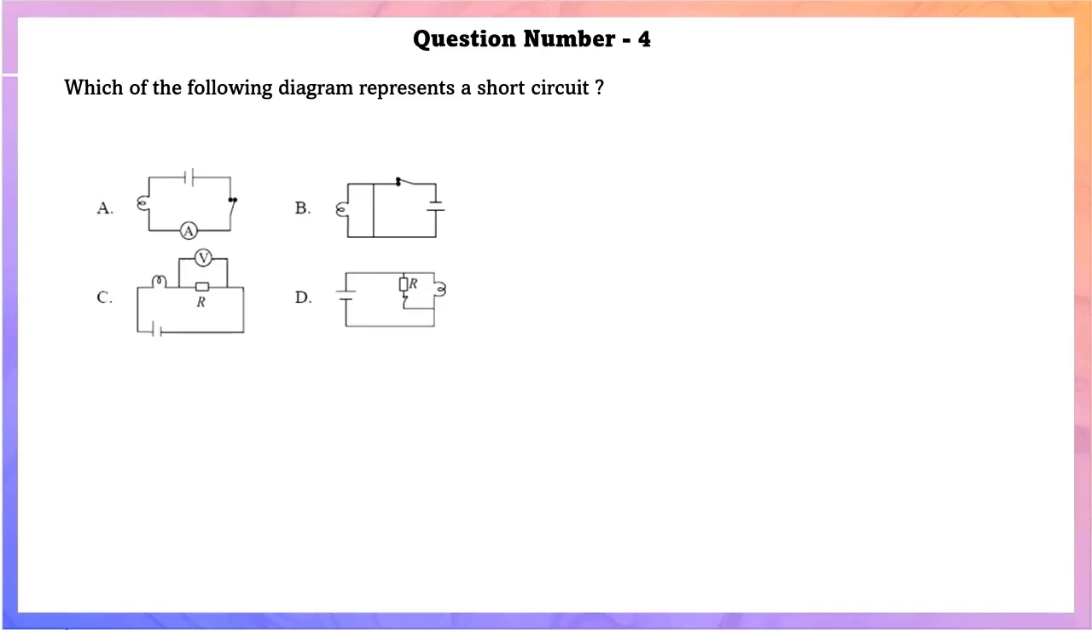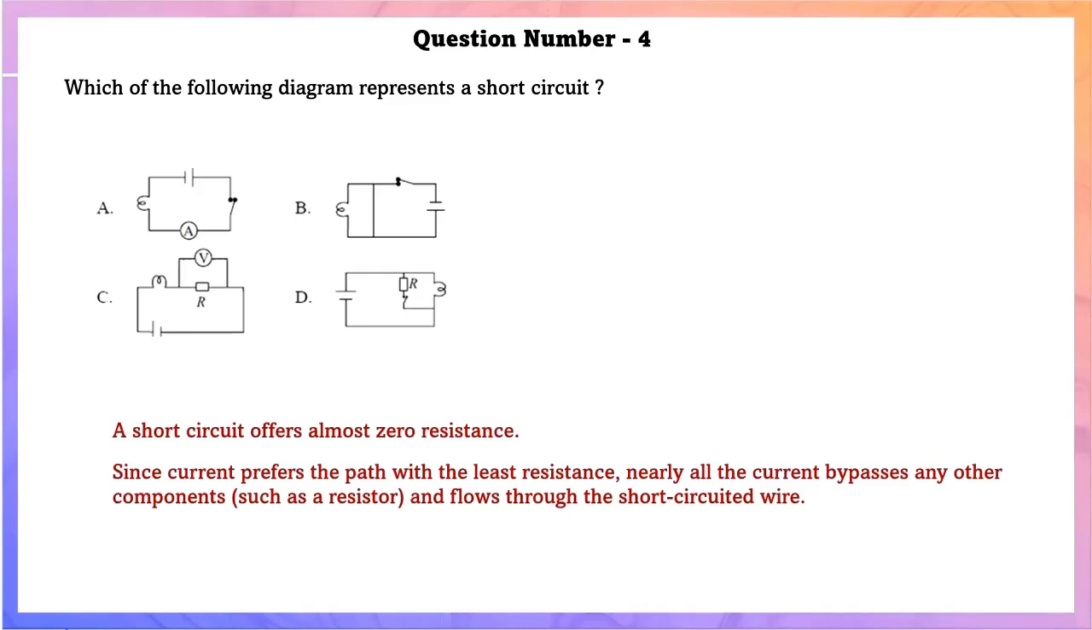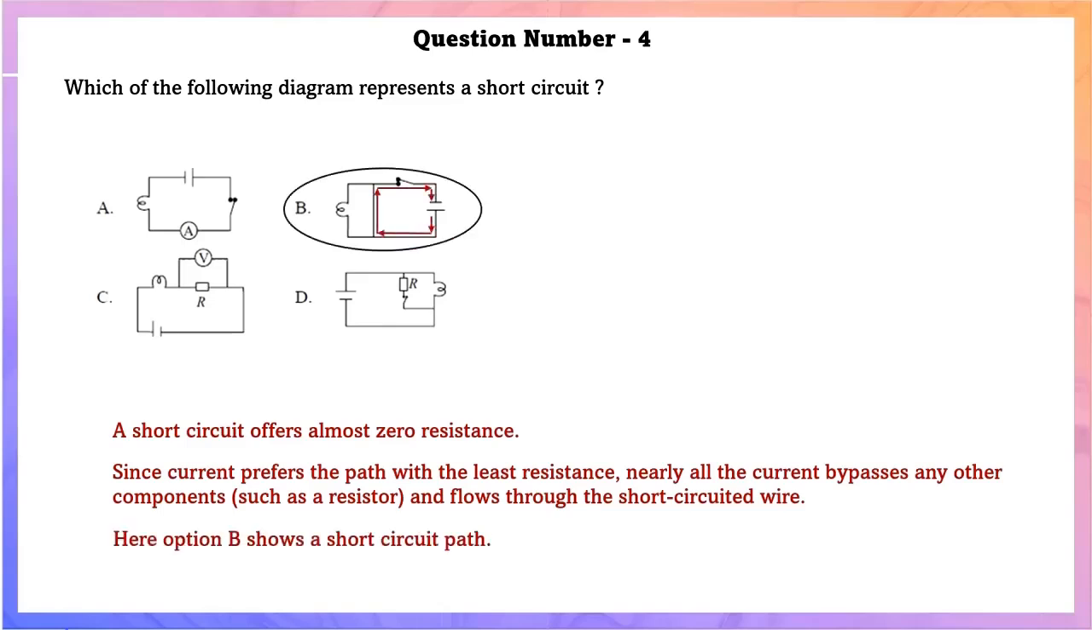Question number 4. Which of the following diagram represents a short circuit? A short circuit offers almost zero resistance. Since current prefers the path with the least resistance, nearly all the current bypasses any other component such as resistor and flows through the short-circuited wire. Here option B shows a short-circuited path.